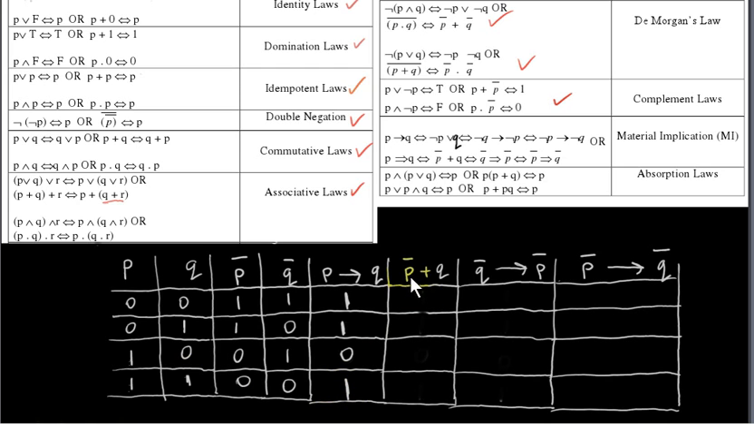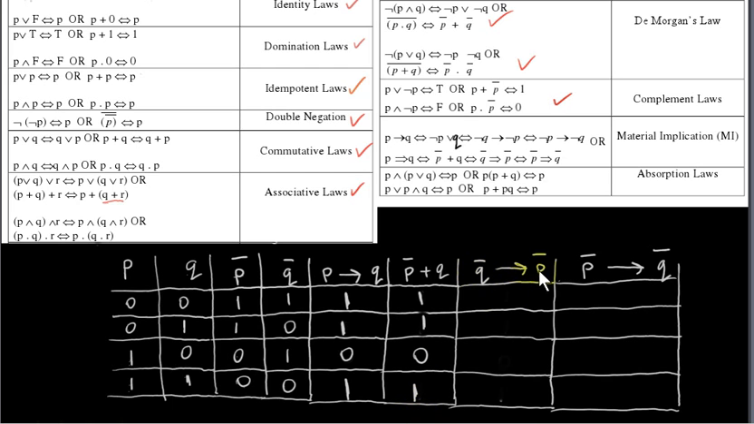Let's look at P bar or Q. So P bar or Q is true if at least one of these is true. So in the first two rows, we see that that's the case. The third row, they're both false, so P bar or Q is false. In the fourth row, we have 1.